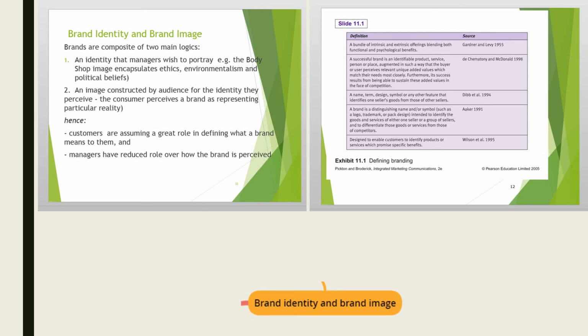And again, this is from Picton and Broderick, so you'd need to go there to get these references on the right, the Gardner and Levy and the Chernigov one. But you'll be able to get those from Picton and Broderick, and I've given you the reference for that right at the end of this section. So, moving on.